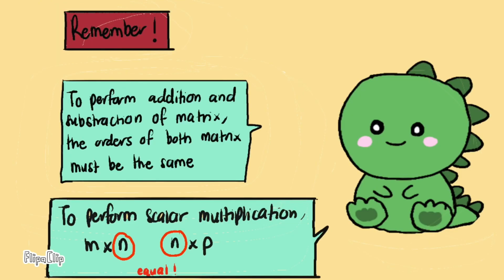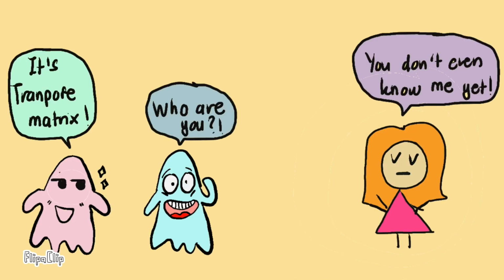Remember, to perform addition and subtraction of matrices, the orders of both matrices must be the same. To perform matrix multiplication, the columns of the first matrix and rows of the second matrix must be equal. I know everything about matrices now.